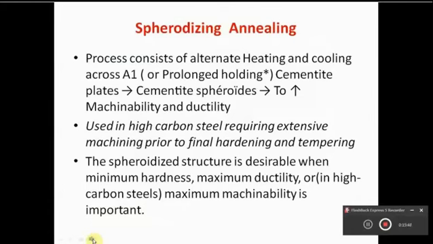Then spheroidizing annealing. This process consists of alternate heating and cooling across A1, that is lower critical temperature, or prolonged holding. Because of this, cementite platelets are converted into cementite spheroids to increase their machinability and ductility. These are used in case of higher carbon steels requiring extensive machining prior to final hardening and tempering operation. This spheroidized structure is desirable when minimum hardness, maximum ductility, or maximum machinability is an important property.